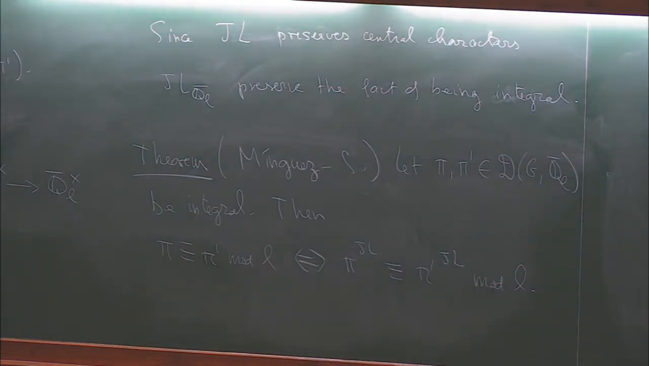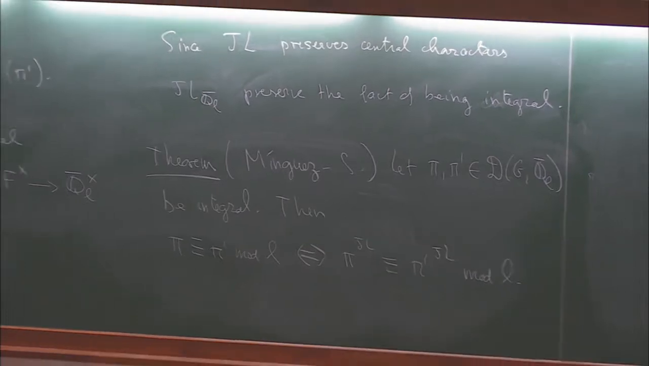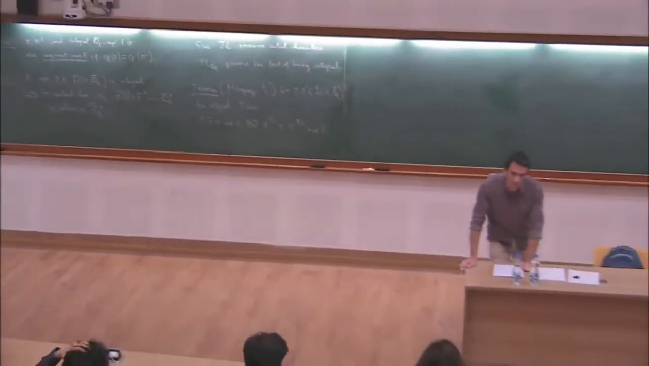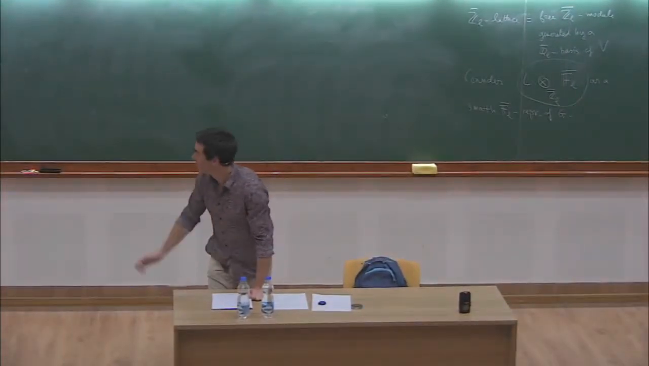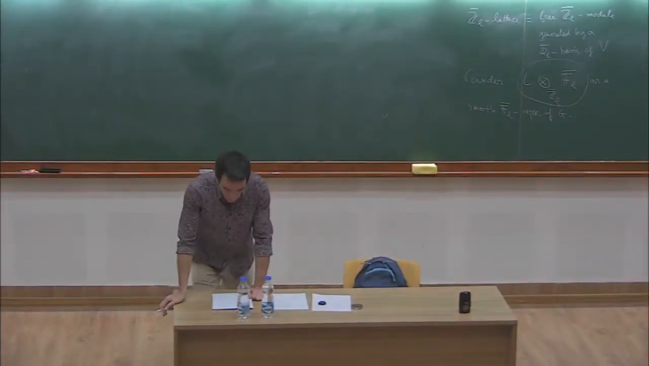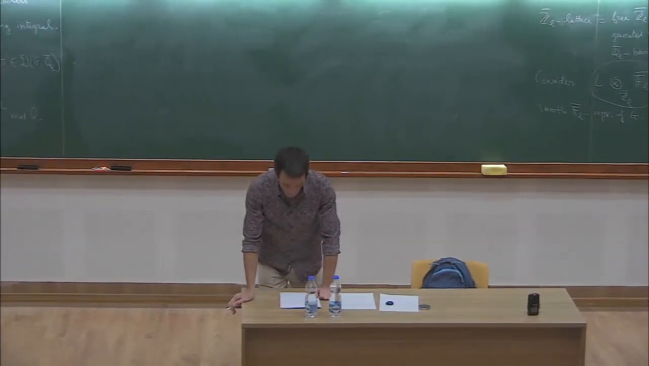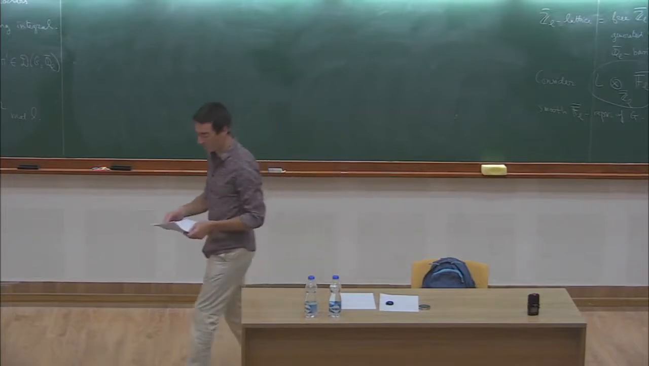Okay, so how can one prove such a statement? This is what I would like to explain in the remainder of this lecture. In order to explain the strategy of the proof, I need to give some more details about the reduction mod L of a discrete series representation of G. What kind of phenomena can occur when you reduce mod L such a representation?